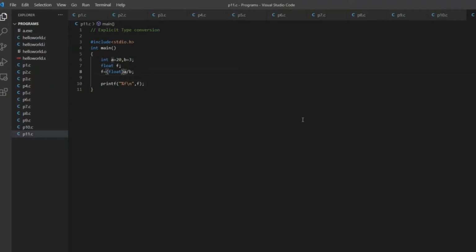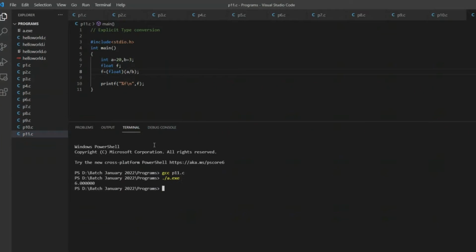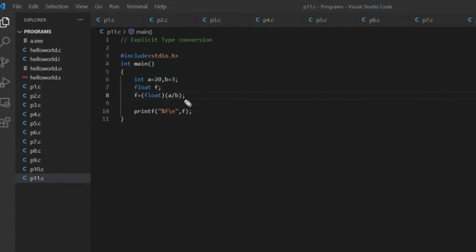Suppose I do it this way. Then what is my output? I will run this code. Now my output is 6. Why? Because in this particular line the flow is from right to left. Parentheses have the highest priority, so first this will resolve. It will do 20 divided by 3, both are integers, and my output is 6. And next it will convert into float.